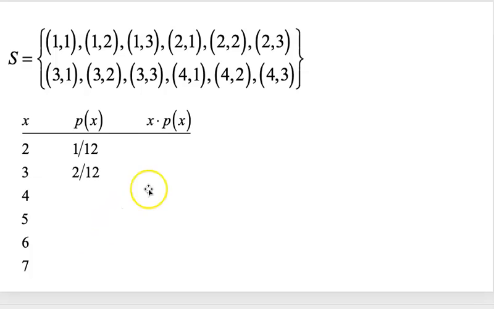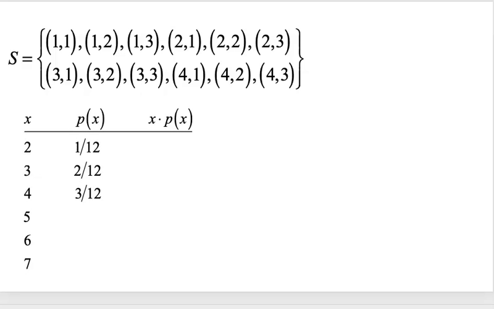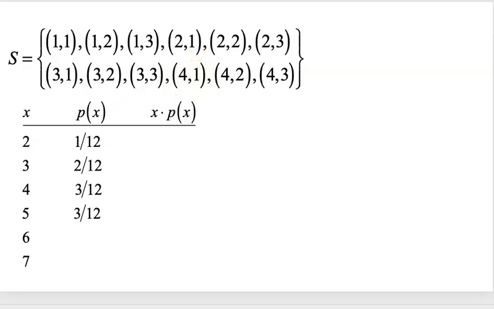How about 4? Where are our 4s? 1 plus 3 is 4. 2 plus 2 is 4. 3 plus 1 is 4. So we have 3 of them that gave us 4, so that's 3 out of 12. 5, where are our 5s? 2 plus 3 is 5. 3 plus 2 is 5. 4 plus 1 is 5. So again, I get 3 out of 12 for my total of 5.